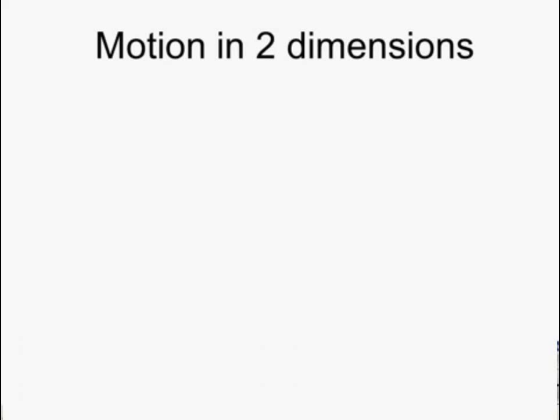Okay. I'm going to go through motion in 2 dimensions, kind of a conceptual idea, and then I'm going to end up with 2 sort of example problems that you might see with problems involving motion in 2 dimensions. And the idea is that an object is not moving just right and left, or just up and down, but both at the same time.